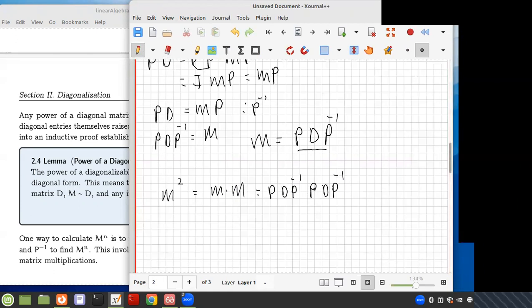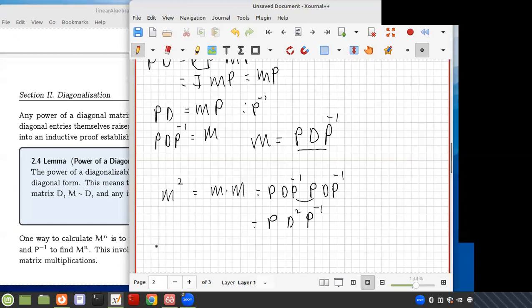And matrix multiplication is associative, so I don't really have to write parentheses or change them around. So that's why I can leave them off here. Now, if you look at this, you see I have P and P inverse next to each other. So they cancel off and produce the identity. So I have P D times D, which is D squared, P inverse. So M squared is just P times D squared times P inverse. Now since I know how to do D squared easily, just by squaring each of the diagonal entries, this is just 2 matrix multiplications.